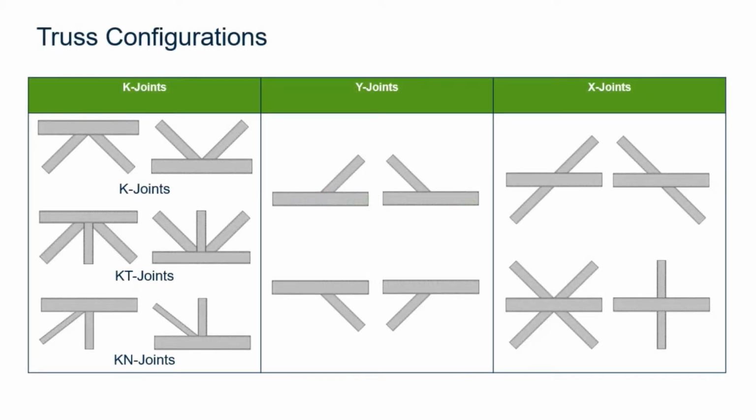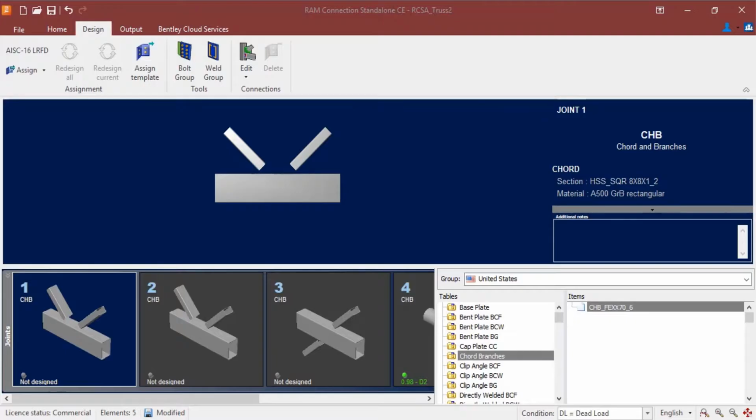Welcome to the Bentley Systems Training Course, where you will learn how to design truss or tubular connections in RAM Connection Standalone. In RAM Connection Standalone, you can define K-style, Y-style, or X-style joints according to the configurations that you see on your screen. In this particular video, we're going to be focusing on a couple of K-joints that we already have defined in RAM Connection Standalone.